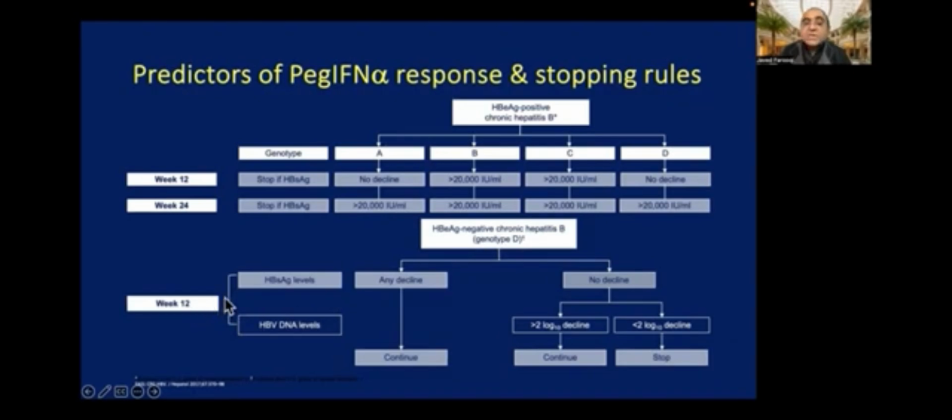At 12 weeks, you check the HBsAg. If there is any decline, especially in an HBe antigen negative chronic hepatitis B patient with genotype D, you continue the treatment. But if there is no decline in the HBsAg, then you go for the HBV DNA levels. Again, I repeat, you check the HBsAg. If there is any decline in the HBsAg levels, you continue treatment. If there is no decline, then you go for the DNA levels.